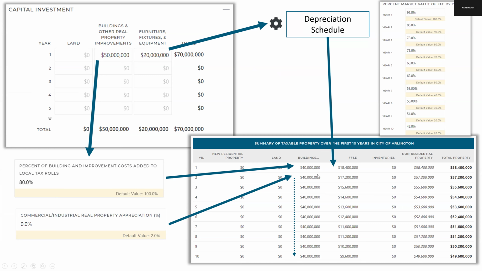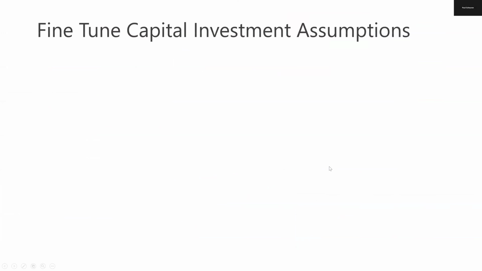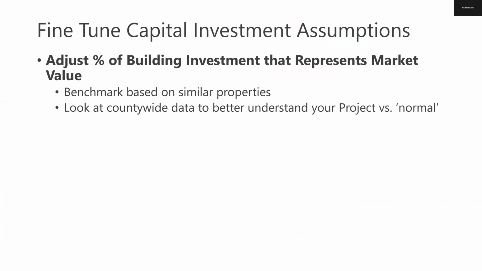And that sounds like a round number that we think this building's going to be $40 million on the tax rolls. Well, that is a good point to bring up, and that's kind of where we can fine tune some of these assumptions and really need to do a little bit of research in putting this together. So we want to be able to adjust the percentage of building investment that represents market value or added to the tax rolls. And so that's that 80%.